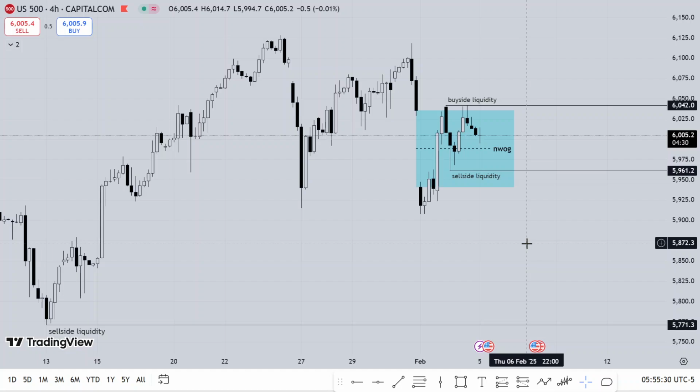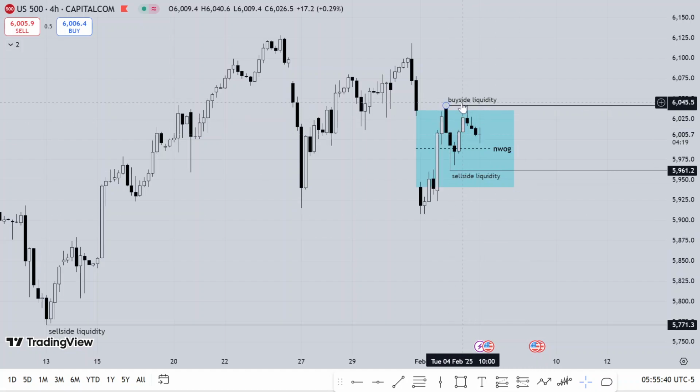Now, in my head, I'm expecting the US 500 to go for lower prices, but that is not certain because we still have a 50-50 narrative in price. We still have this buy side liquidity resting above here. So I won't be taking any risks until 10 a.m., if the New York session presents us with something of value.